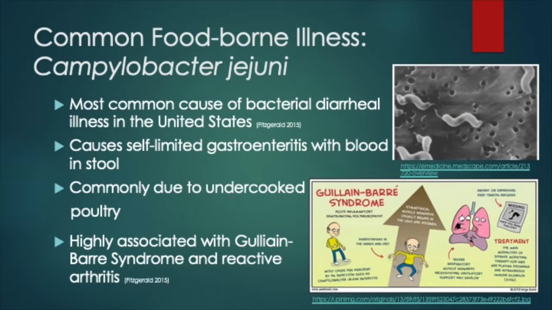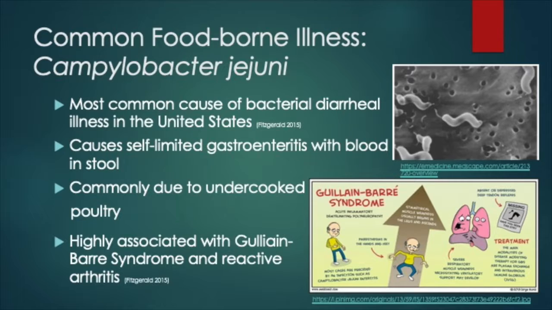Next up is Campylobacter jejuni, the most common bacterial cause of diarrheal illness in the U.S. It's able to cause a self-limited gastroenteritis, and it will actually penetrate and infect the intestinal lining, leading to bloody diarrhea. The most common way to have your clients contract this disease would be to serve undercooked poultry products.